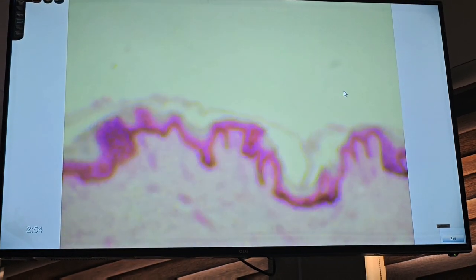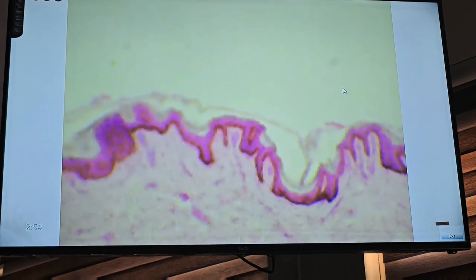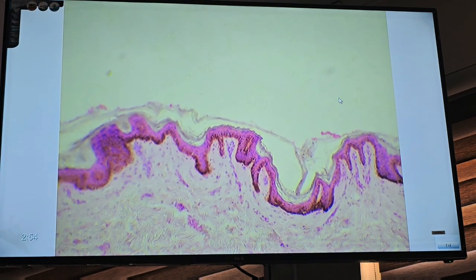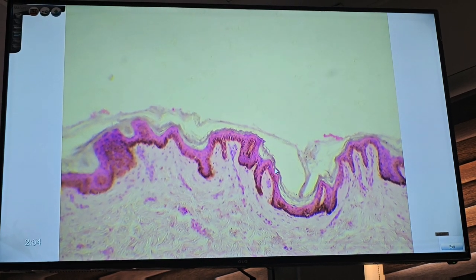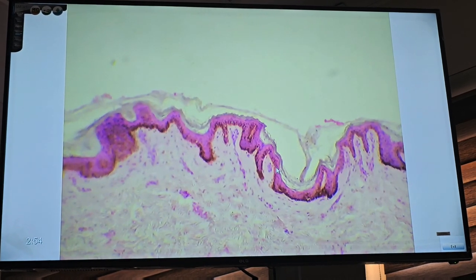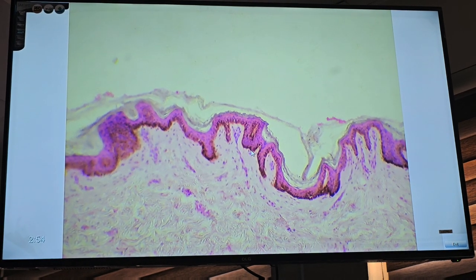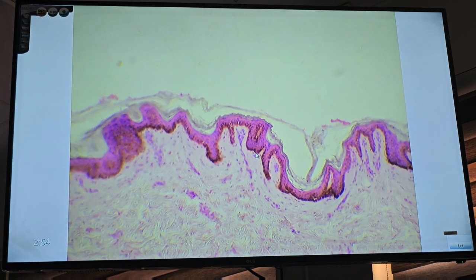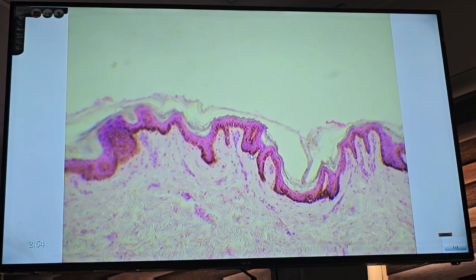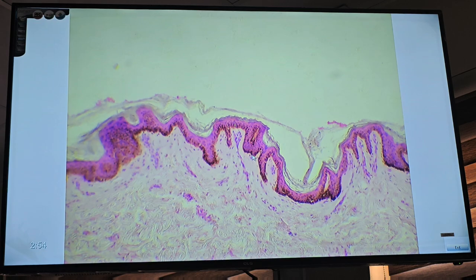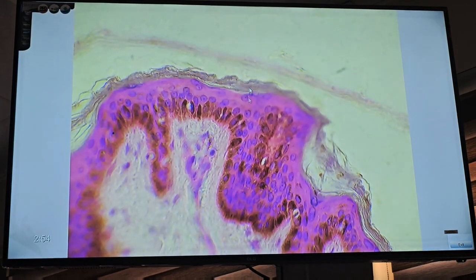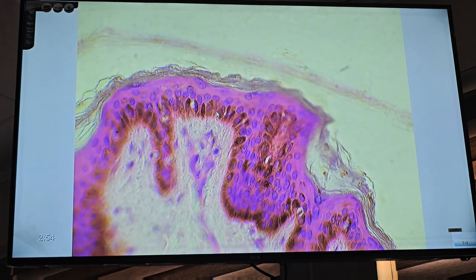Section in negro skin, meaning people with dark skin. In this slide, we can see the cells that are responsible for the skin color. Which type of cell? Melanocytes. This is the epidermal layer and this is the dermal layer.